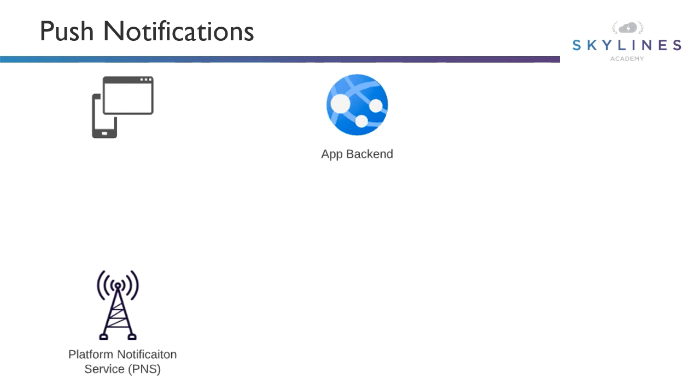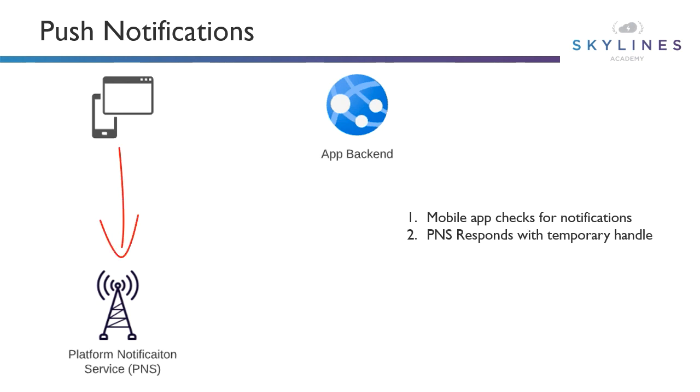Push notifications are used for the application to communicate with the user. So with this in mind, it all starts with the application on the device. That app will reach out to the PNS, or Platform Notification System. The Platform Notification System will respond back with a temporary handle, which is used to authenticate with the application's backend. Depending on the mobile device OS will determine which type of handle it will create. For example, an iOS device will receive an Apple Push Notification Service, or APNS, while a Windows device would use Windows Notification Service, or WNS.